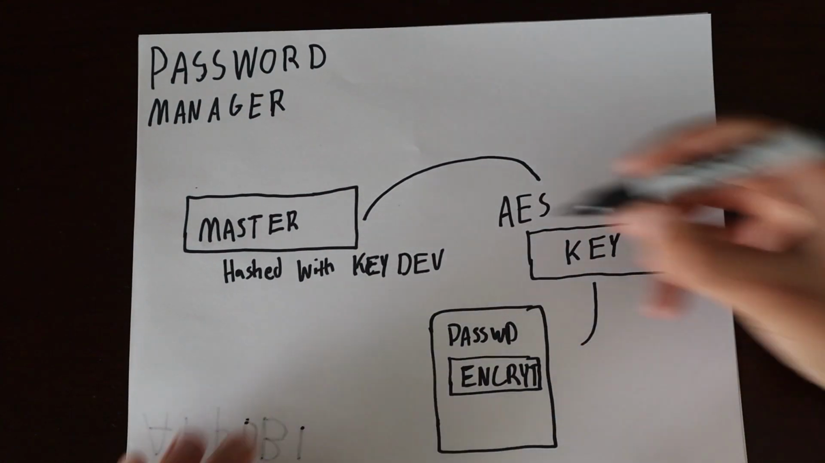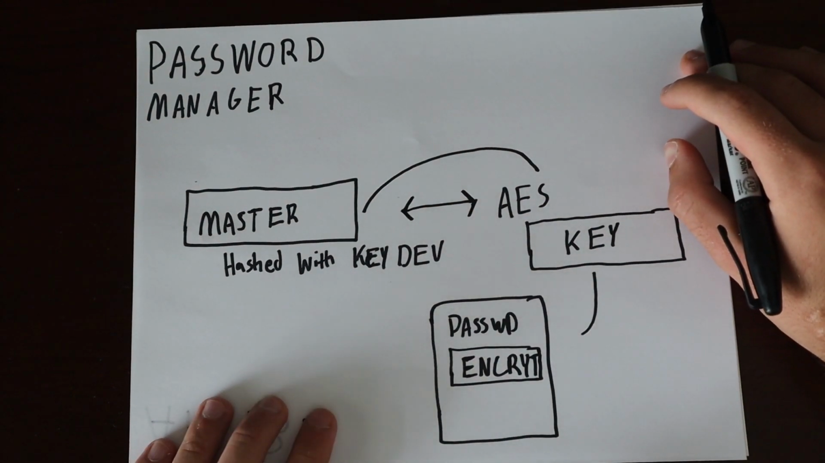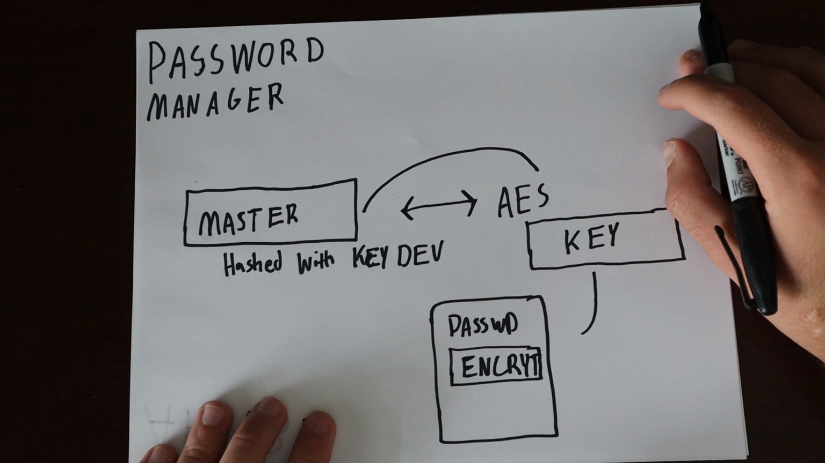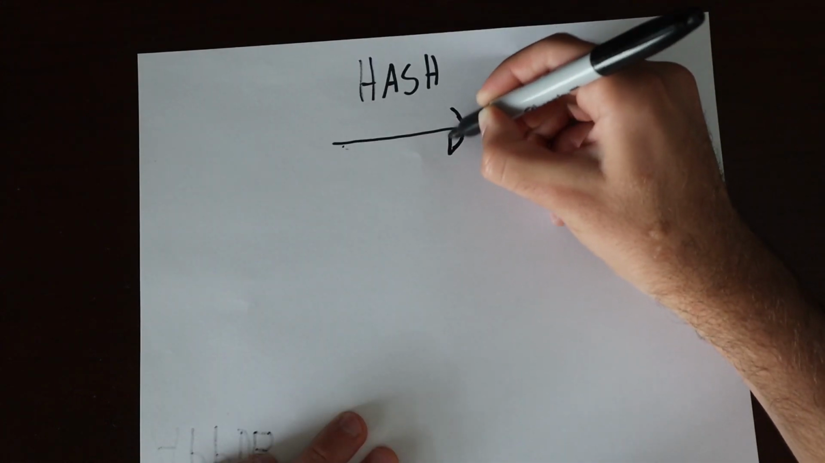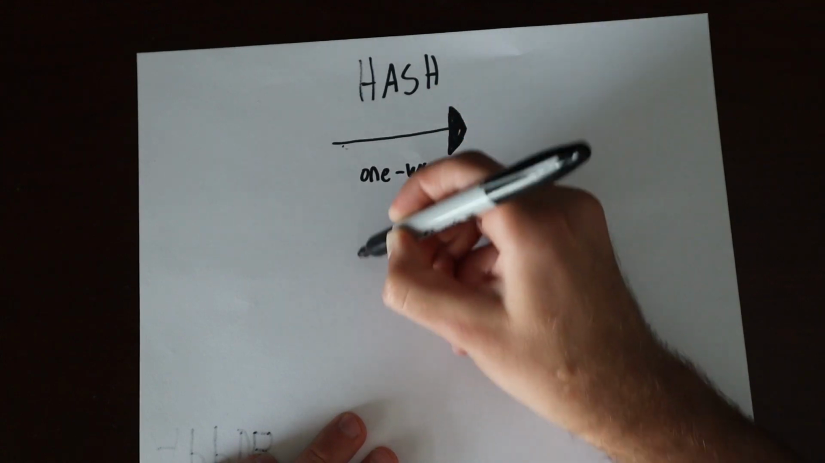Now, why can't we just hash them? We need those passwords to be stored with encryption just in case an attacker were to circumvent the master password functionality. So we must remember, hashing provides a one-way function from a string to a random bit of strings.